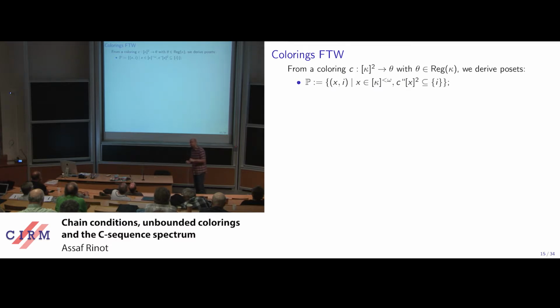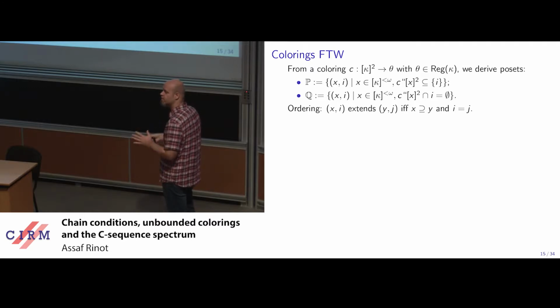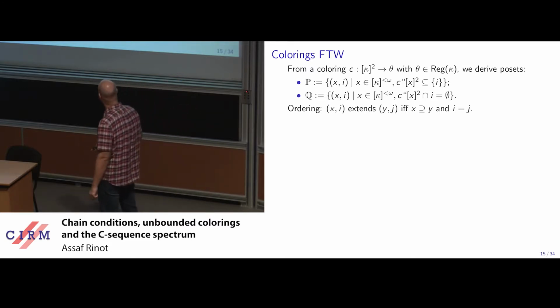And now I'm going to define a variation which is very natural. I'm going to call it Q. Here I'm going to look at all finite subsets of kappa, where the color every two elements get in x is at least i. So I don't require it to be equal to i, I require them to be at least i. That's the only change in the definition. And the ordering is as follows: (x, i) extends (y, j) if x is a superset of y, and i is the same as j. So it's like a lottery sum of different posets, each one dealing with a particular color.